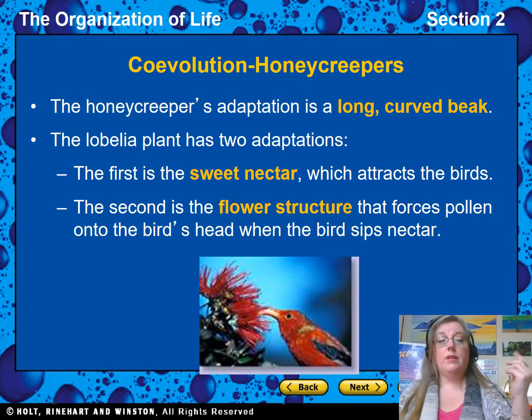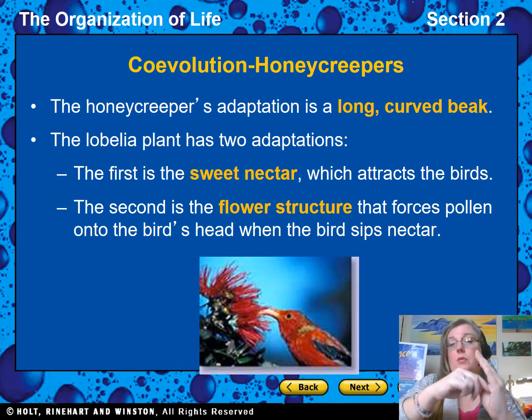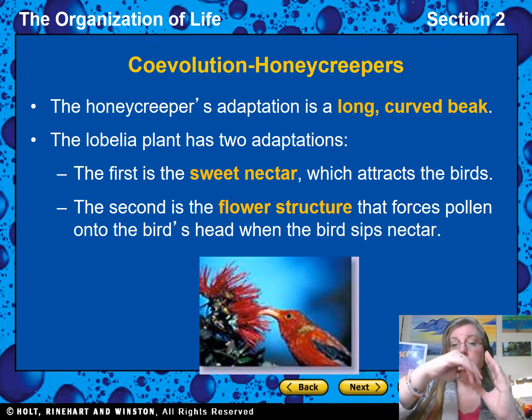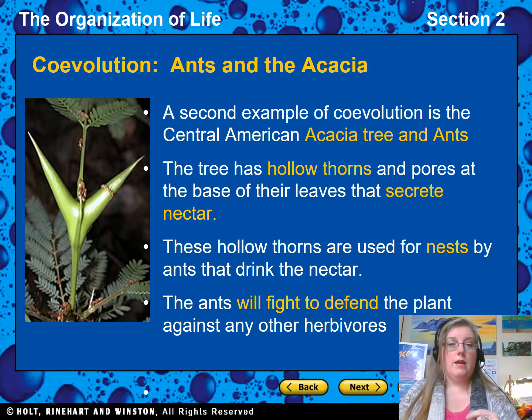Okay, so what we said was the honey creeper's adaptation is his long curved beak. The lobelia has that sweet nectar that he wants, but also the flower structure that forces the pollen onto his head. Okay, there you can see his curved beak there in that picture. All right, now, the ant and the acacia is another example.